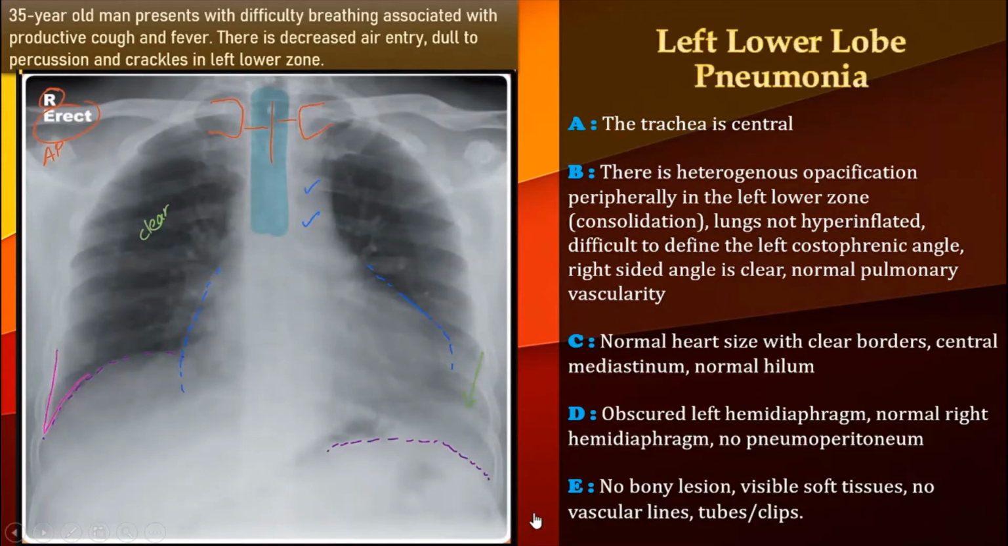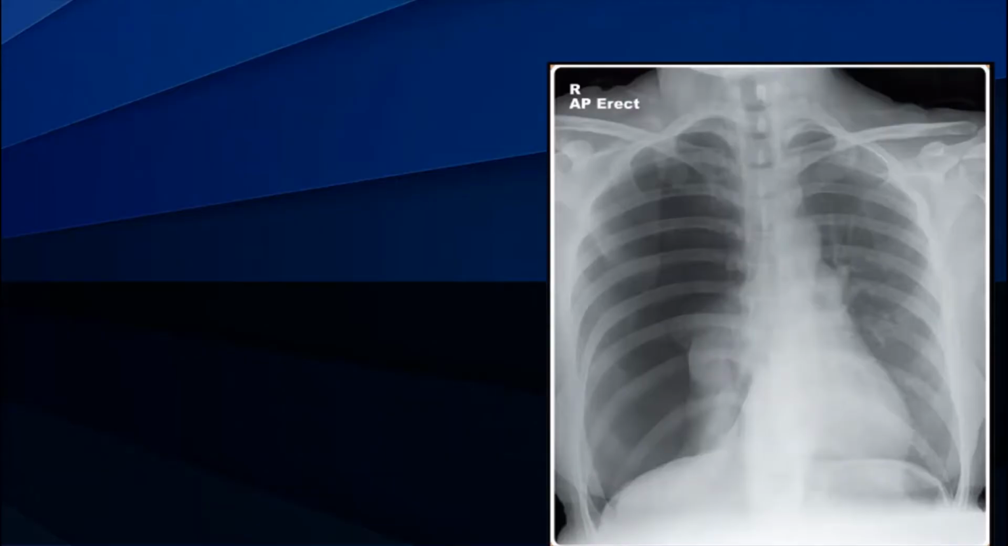This X-ray demonstrates a consolidation in left lower zone. The consolidation has obscured the left hemidiaphragm but not the left heart border, and there is small left pleural effusion as well. So this is consistent with left lower lobe pneumonia.